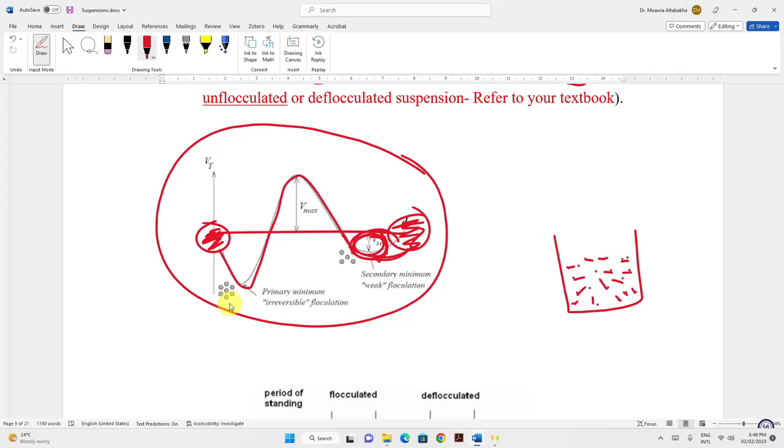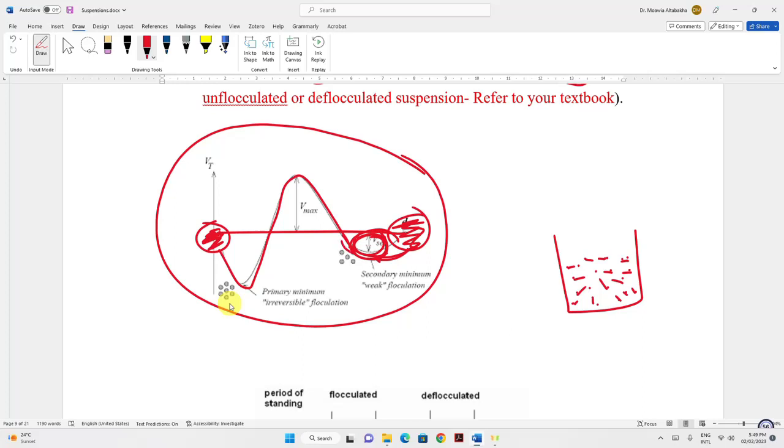See, without having to come very close to the other particle, there will be an attraction, but at a certain distance. That's why we call it floccule or flock. Flock means loose attraction. There is a kind of attraction, but it is loose.